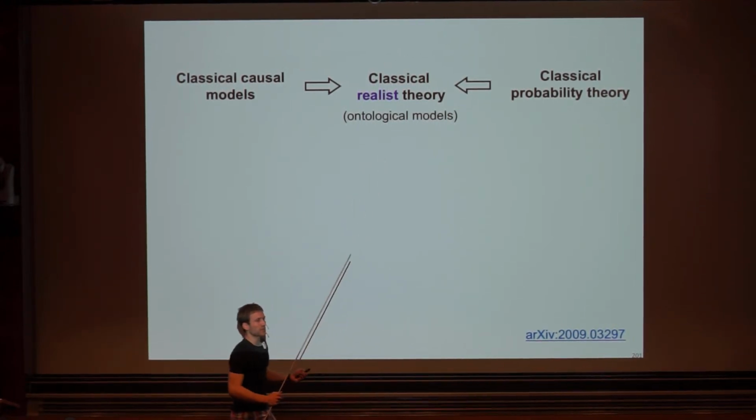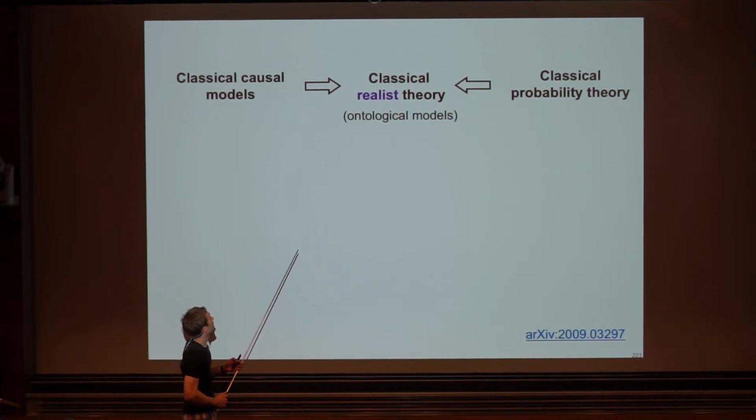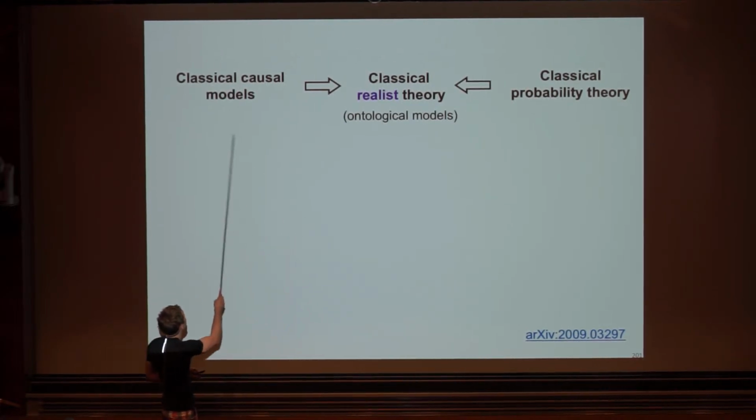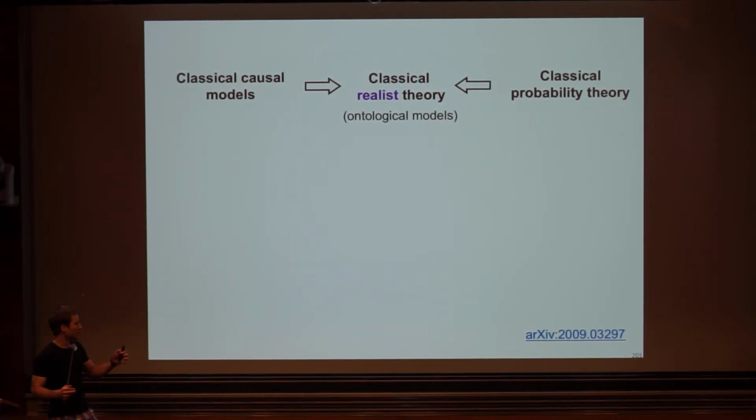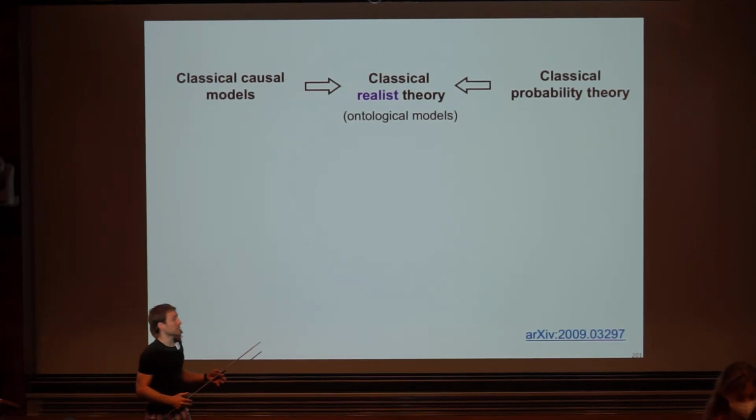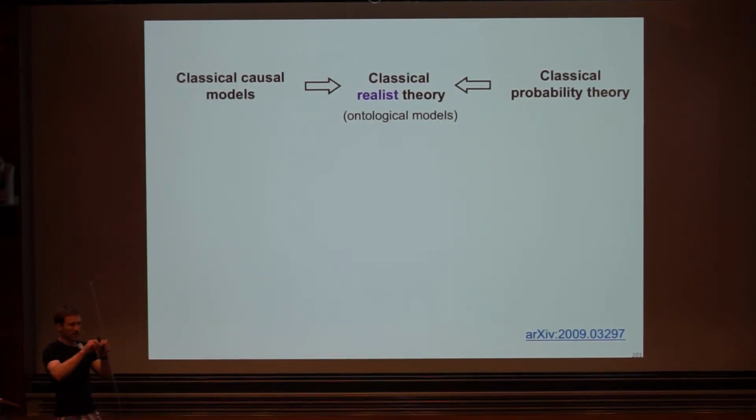So where we take our inspiration from is we think of ontological models in a particular way. We basically think of them as classical causal models. And there's two key components. The first is the diagrammatic component. When you draw a diagram, it's a hypothesis about the causal structure in your scenario. So in the Bell case, we have this common cause causal structure. That's the kind of causal explanation we're looking for.